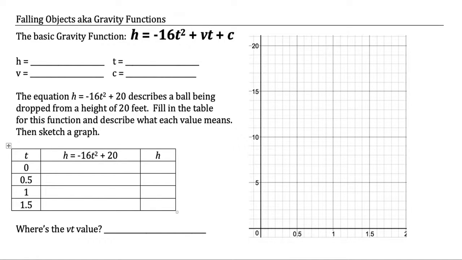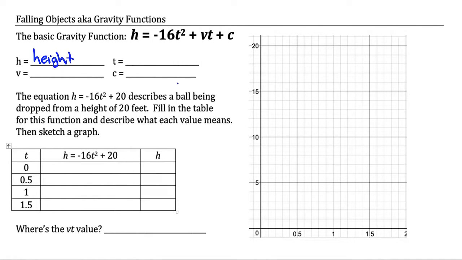All right, students, let's move on to falling objects, aka gravity functions. The basic gravity function looks like this: h equals negative 16t squared plus vt plus c. What in the world are all of these variables? Well, h is the height in feet.